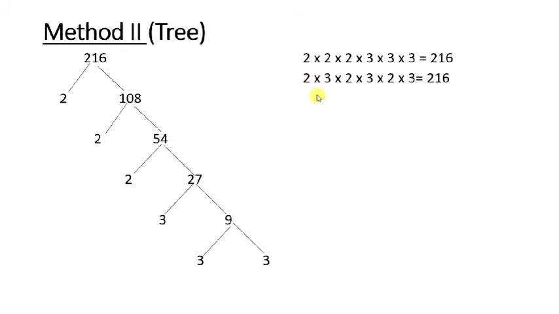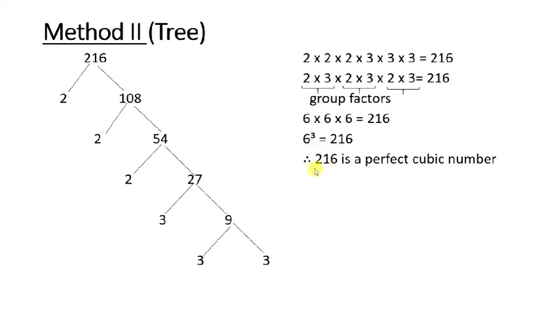And then we'll group them so that they are identical. 2 times 3 is giving us 6. 6 times 6 times 6 is giving us 216. 6 to the power 3 is 216. Therefore, 216 is a perfect cubic number.